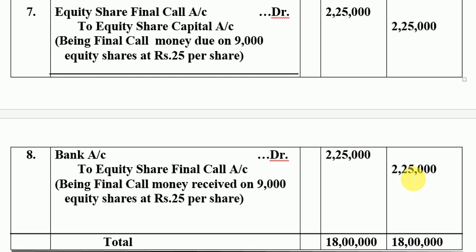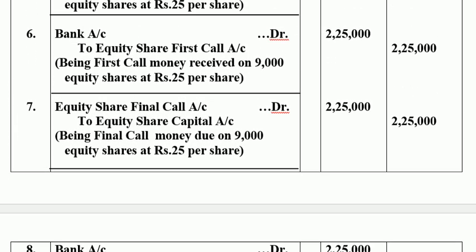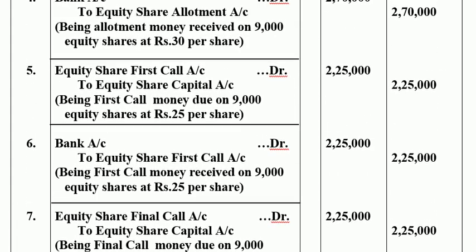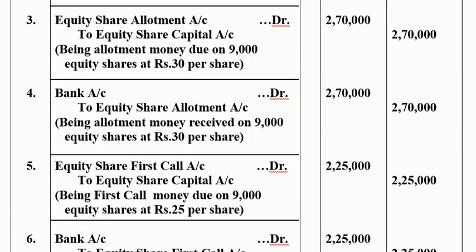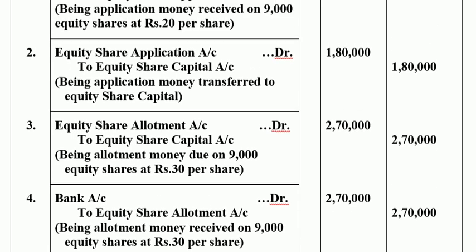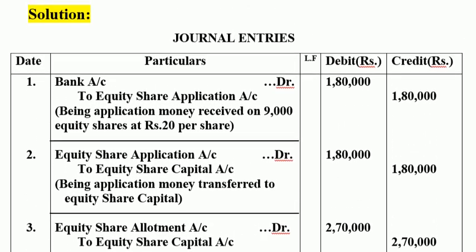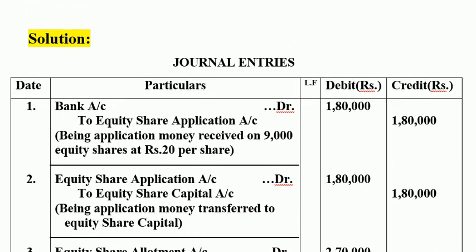This is under subscription of shares, where the company has issued 10,000 shares, but the public has applied for 9,000 shares, and this 9,000 qualifies for minimum subscription also.